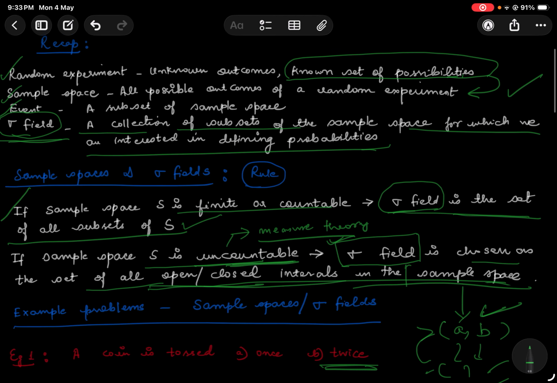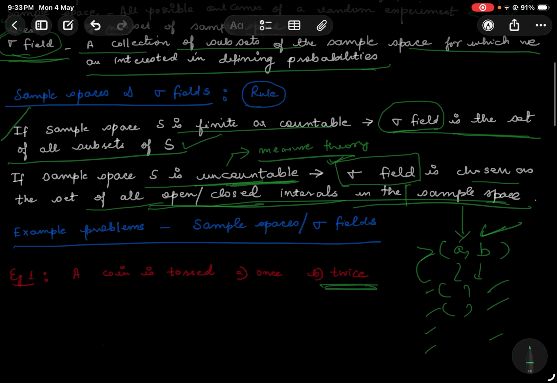It gives us more structure in case our sample space is, even for very simple experiments, uncountable. So it was important to define a sigma field for that purpose.